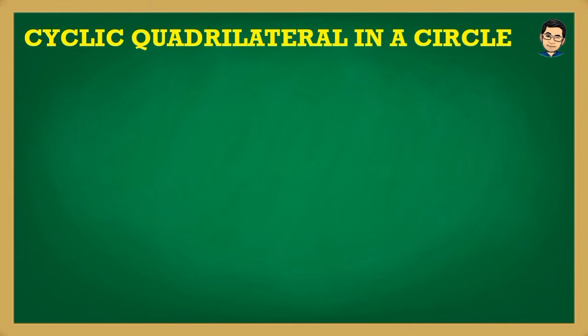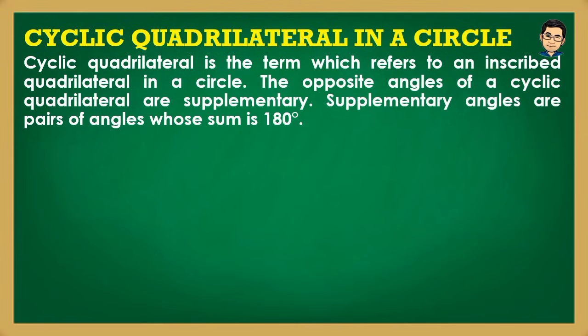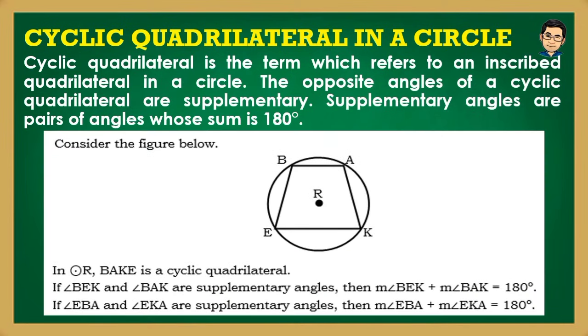So, yung last natin, cyclic quadrilateral in a circle. Cyclic quadrilateral is the term which refers to an inscribed quadrilateral in a circle. The opposite angles of a cyclic quadrilateral are supplementary. Supplementary angles are pairs of angles whose sum is 180 degrees. Yung cyclic quadrilateral, maaari siyang umikot dyan sa loob ng circle. And then, yung opposite angles nung cyclic quadrilateral na yun ay supplementary.